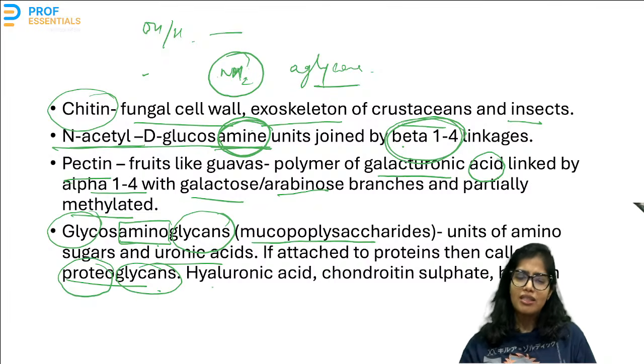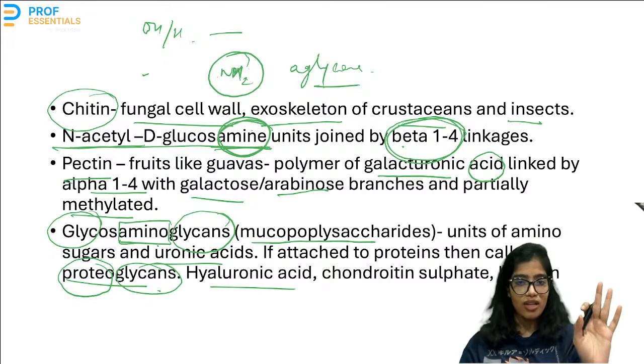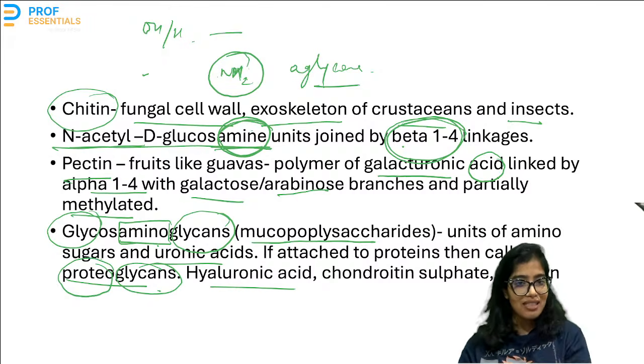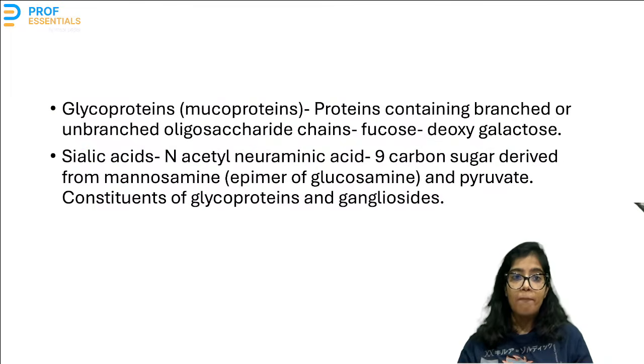A very important and a very trending glycosaminoglycan is hyaluronic acid, present in almost every cream and serum; you will have hyaluronic acid serum or hyaluronic acid based cosmetics. Then chondroitin sulfate present in cartilage. Then heparin, which is an important anticoagulant present in humans. So they are all proteoglycans and glycosaminoglycans.